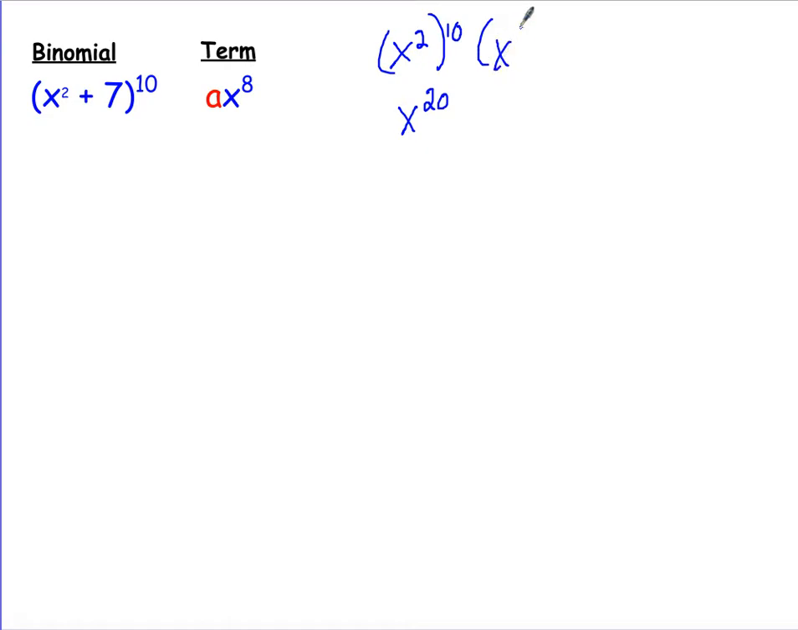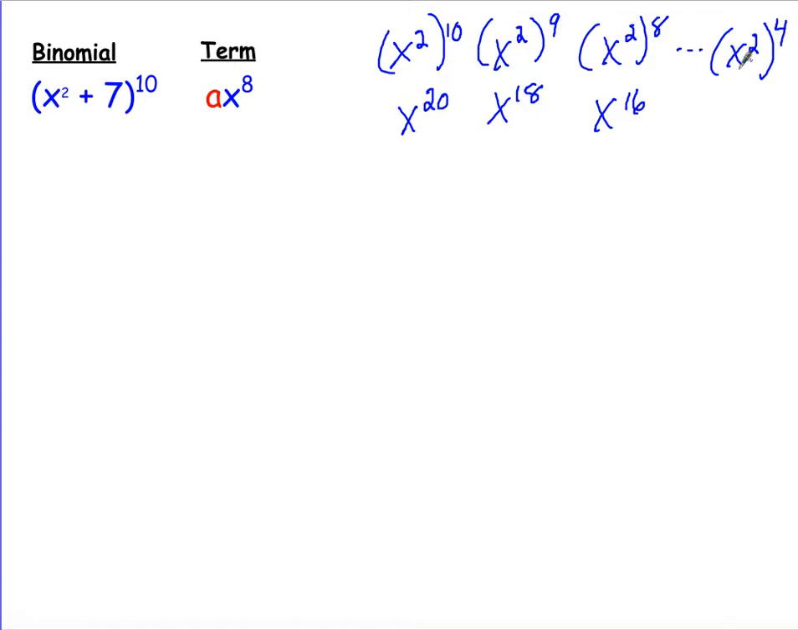And then we'll have x squared raised to the 9th power. Power to a power, remember you multiply. And then we're going to have x squared raised to the 8th. That's x to the 16th. And we need x to the 8th. So we're going to keep going until we have x squared raised to the 4th power, which would be x to the 8th.